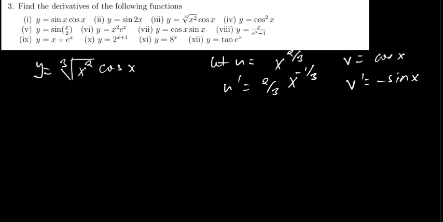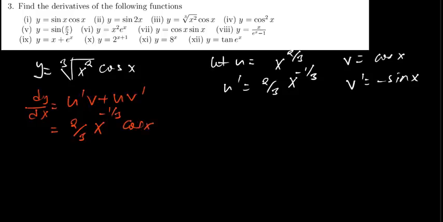Now let's go ahead and also see how we can find the answer using the formula for the product rule. dy over dx is u prime v plus u v prime. So that becomes, what is our u prime? It is actually 2 over 3, then x raised to the power negative 1 over 3. Then what is my v? My v is cos x, plus what is my u? x raised to the power 2 over 3, then times v prime, which is negative sine x.